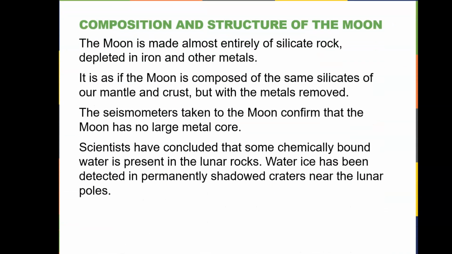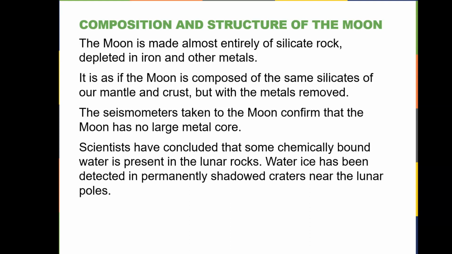From these explorations, we know that the moon is made almost entirely of silicate rock, depleted in iron and other materials. It is as if the moon is composed of the same silicates of our mantle and crust, but with the metals removed. The seismometers taken to the moon confirm that the moon has no large metal core.